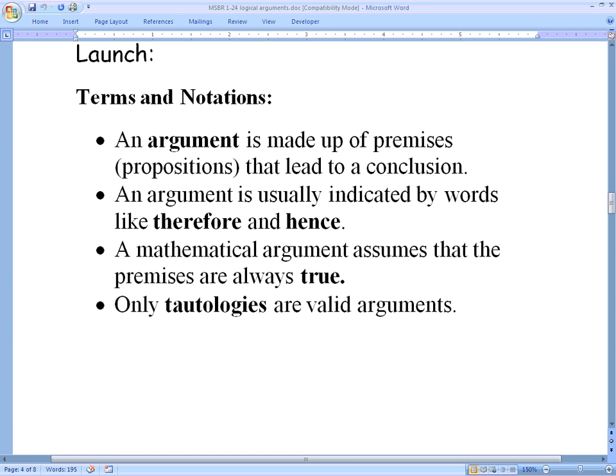An argument is usually indicated by words like therefore and hence. And we always assume that the premises are true, at least for a mathematical argument. So you don't need to be thinking about whether or not the statement is true. And just like, as I've mentioned in other classes, you only have a true statement if it's a tautology on the truth table. So that's what we're looking for here.